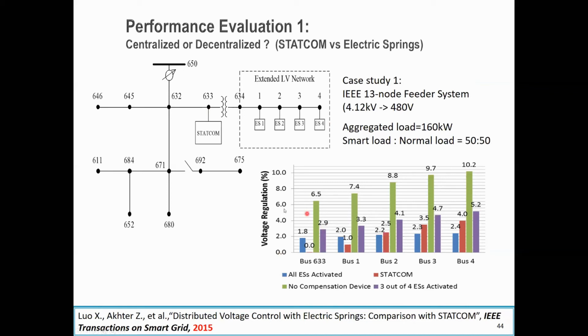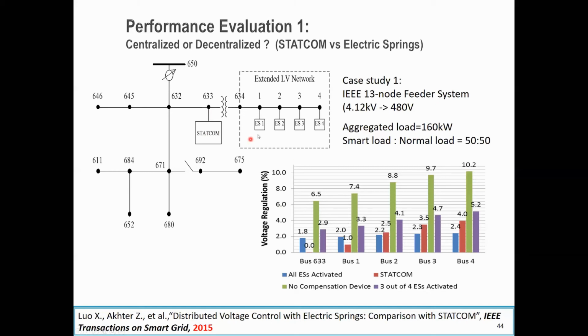Okay, so now look at the effect of the STATCOM first, which is the red color here. So at the location of bus 633, which is where the STATCOM is installed, the voltage regulation is perfect, almost 0%. That means we have big compensation. As the location becomes further away from bus 633, the regulation percentage increases.